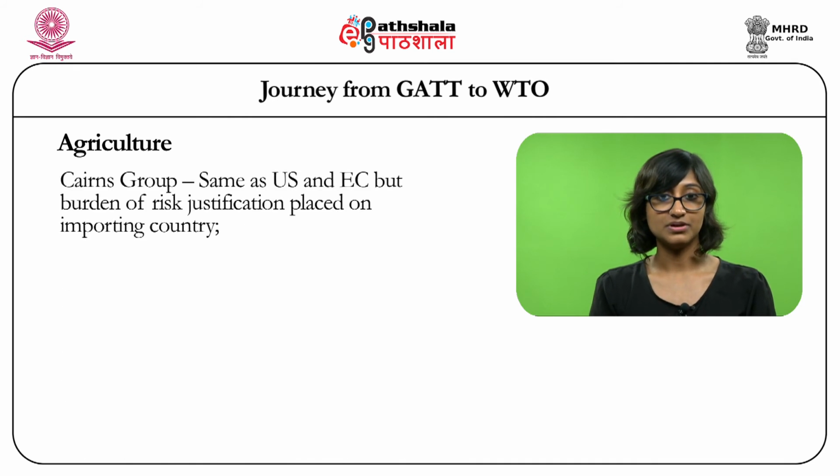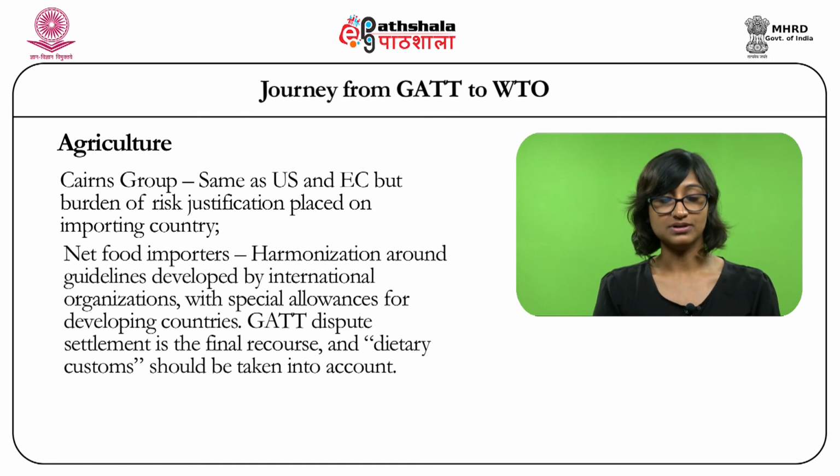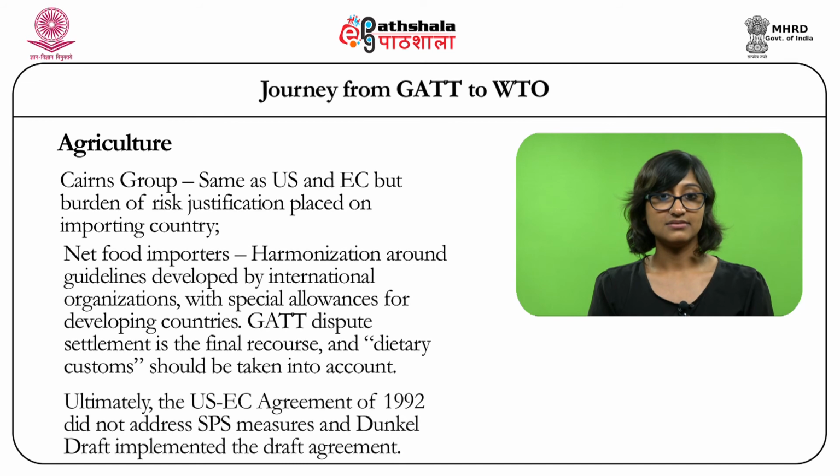The Cairns Group had the same proposal as the US and EC, but also stated that the burden of risk justification must be placed on the importing country. Net food importers argued that harmonization of guidelines developed by international organizations should be carried out, with special allowances for developing countries. Ultimately, the US-EC agreement of 1992 did not address SPS measures, and the Dunkel draft implemented the draft agreement.